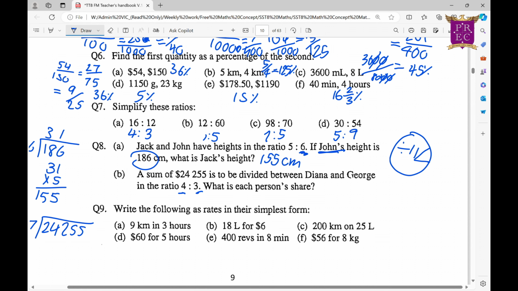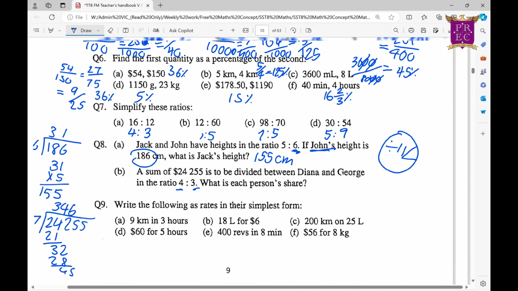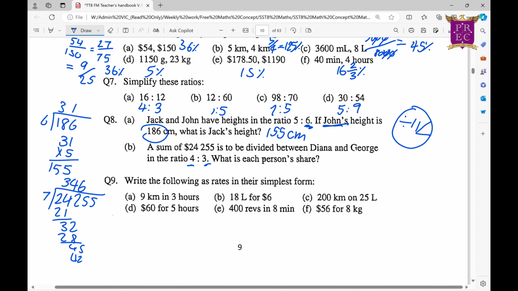7 goes into 24 3 times. 7 goes into 32 4 times, I believe. Yep, 4 times. Goes into 6 times. Worked out perfectly.